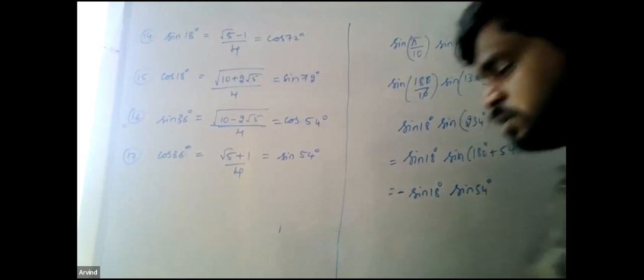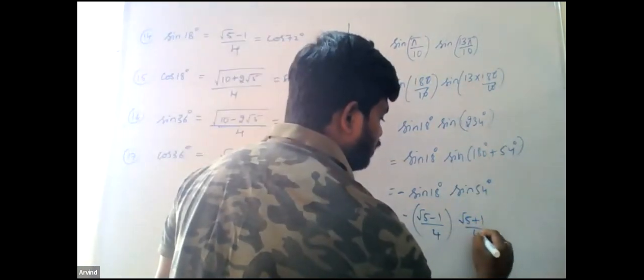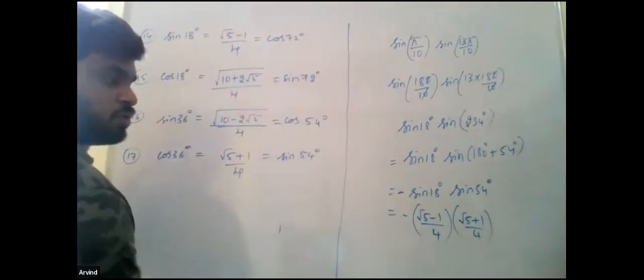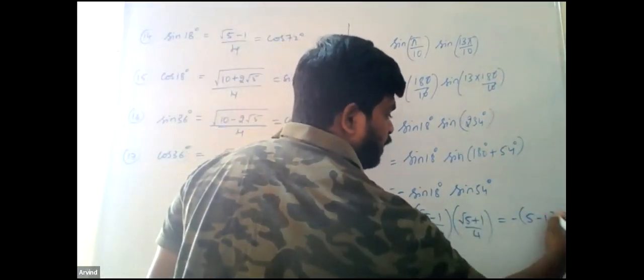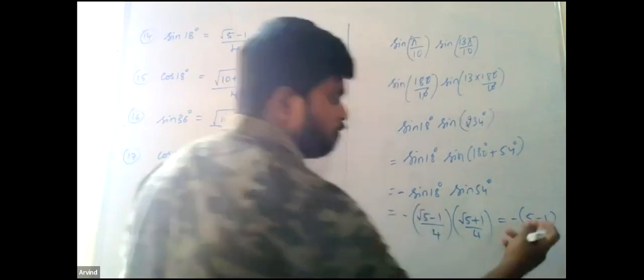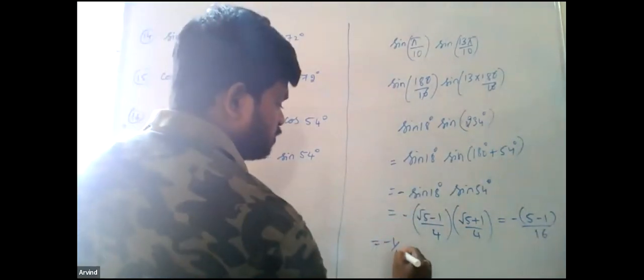So now let's just substitute. Sine 18 degrees is root 5 minus 1 by 4. Sine 54 is root 5 plus 1 by 4. So you just multiply it. This is a minus b into a plus b. So you get 5 minus 1 divided by 16. 5 minus 1 is 4. 4 by 16 is 1 by 4. Because of the negative sign, it is minus 1 by 4.